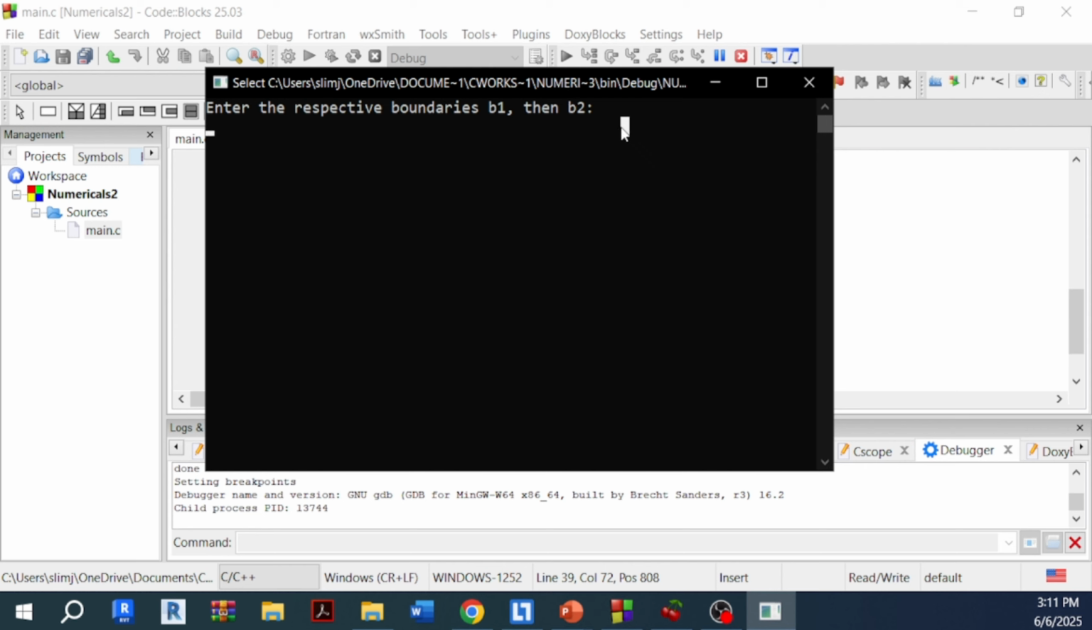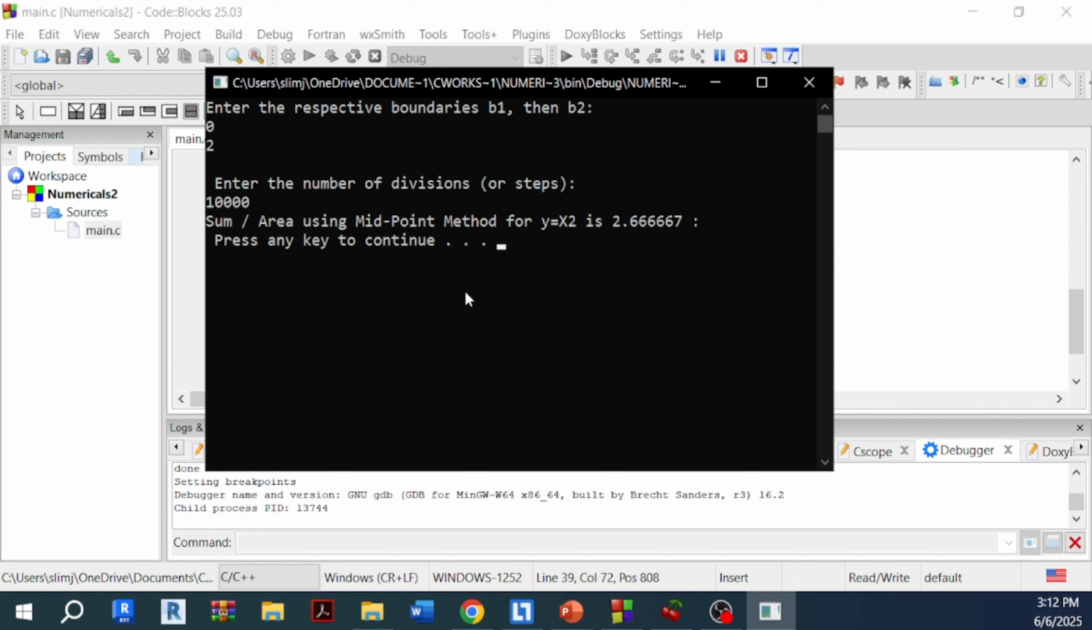Okay, enter the boundaries, between 0 and 2. The number of divisions, let's make it 10,000 for a higher resolution, a more accurate result. And the result for the integral, or sum, or area using the midpoint method for y equals x squared between 0 and 2 is 2.6667. Actually, it is very accurate. That's a very effective method.